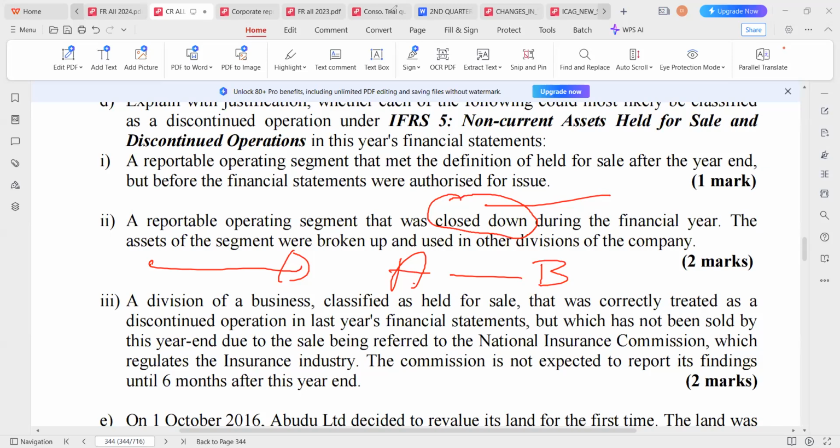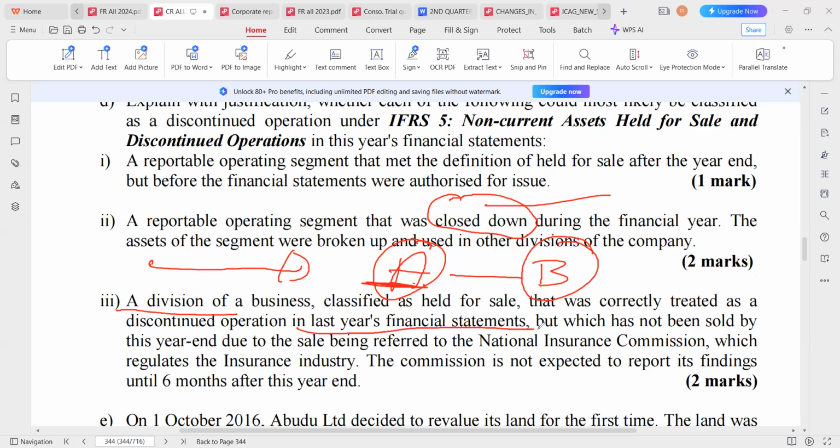What happened is that because they closed division A and used the assets to set up division B, in division A's books it is a discontinued operation, true or false? True.